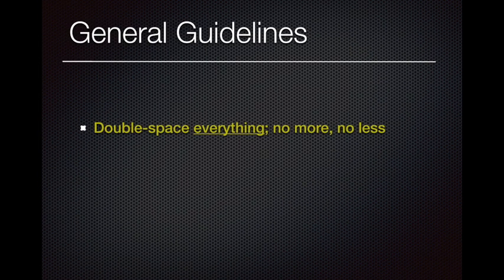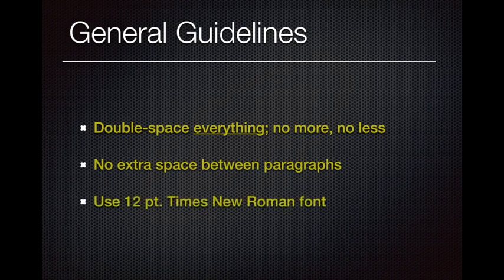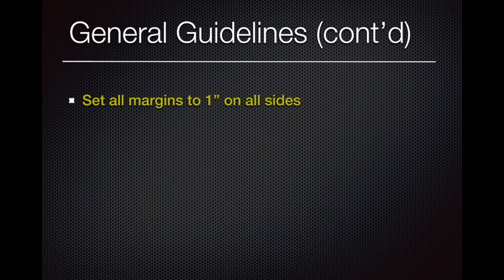So, a reminder of the general guidelines. You need to double space every single line from the very beginning with your name on it. The very first line should be your name on page 1, all the way down to the end of the works cited page. Make sure you don't have any extra space in between paragraphs. You're using size 12 Times New Roman font. Every single margin is 1 inch on all 4 sides.